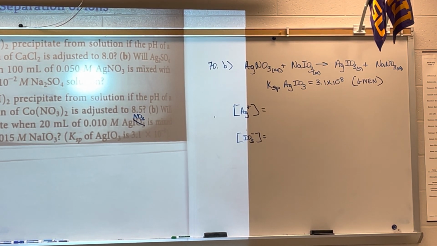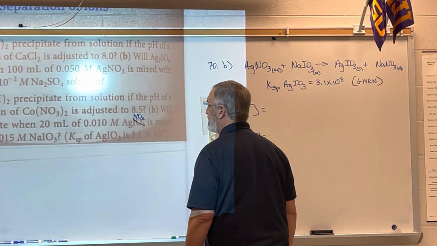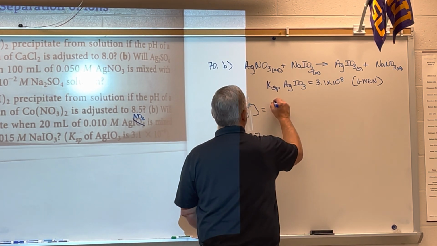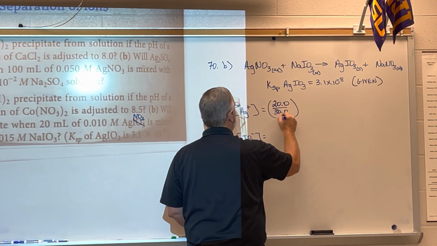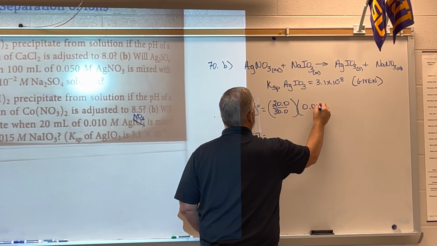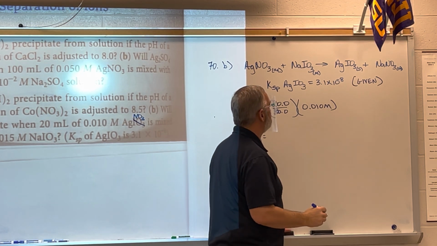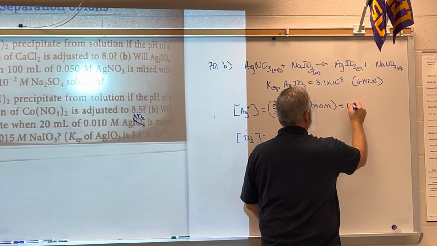All right, just for the sake of time, so we can at least get some closure on this one. How do I find my silver concentration? What over what times what? 20 over 30 times 0.01. And that's going to be 2/3 of 0.01, so it's 0.00667 or 0.0067.